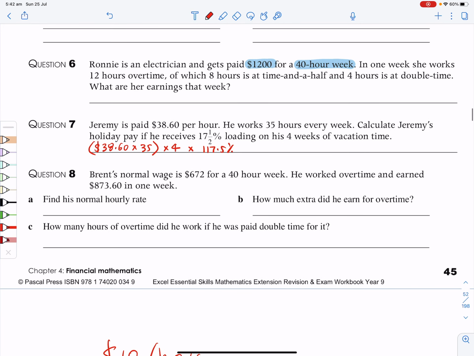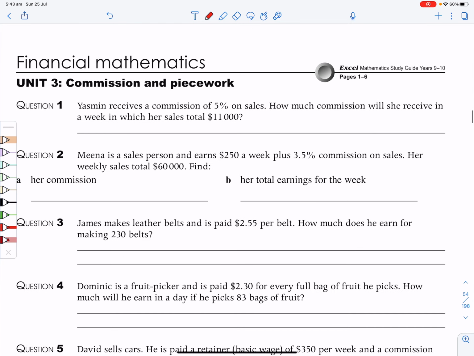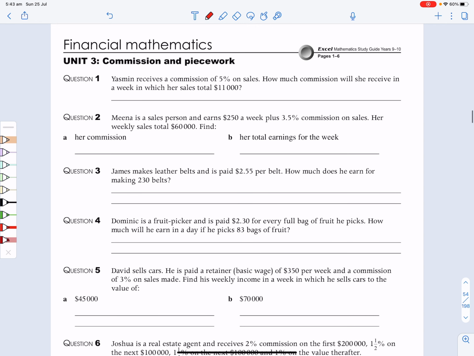All right, so that's it for page 44 and 45. Very soon we're going to go on to commission and piecework, which is basically a new concept.